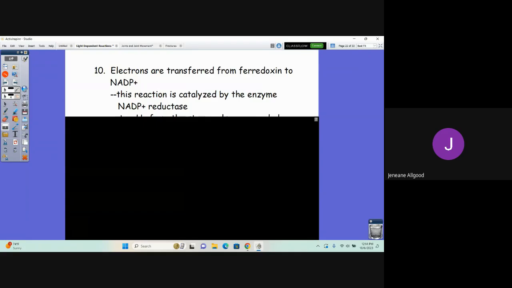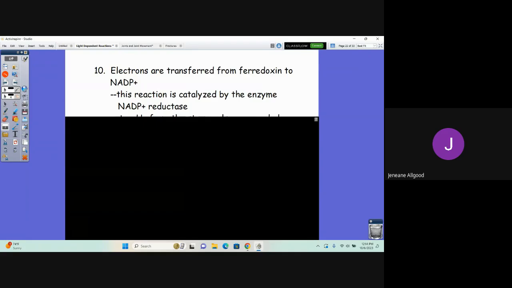Okay. So electrons are transferred from ferredoxin to NADP plus, and this reaction is catalyzed by NADP plus reductase. Again, I think of NADP plus reductase as a chef who's going to throw a bunch of things together to make NADPH, which is another one of your major products from the light reactions. It's going to involve taking those electrons that were just handed to NADP plus reductase from ferredoxin.